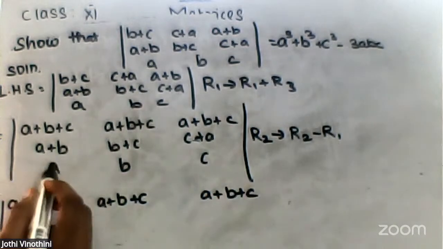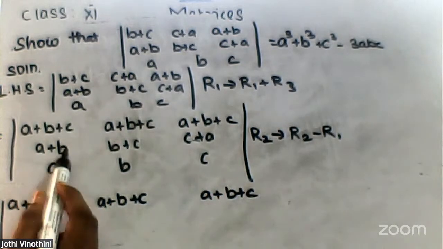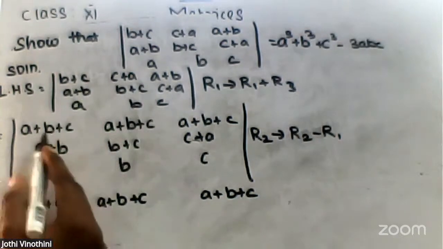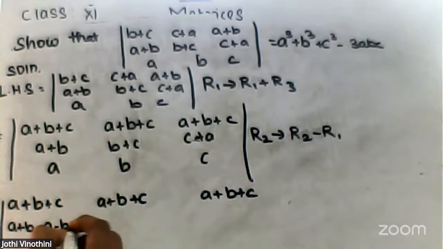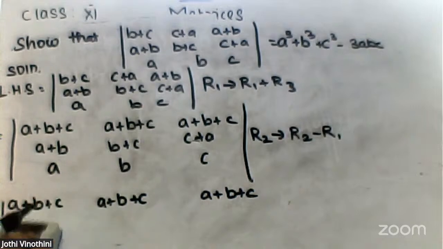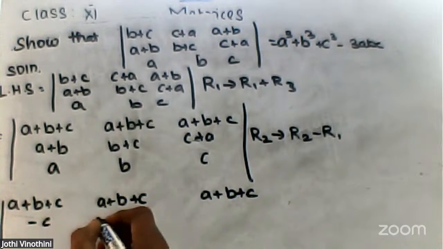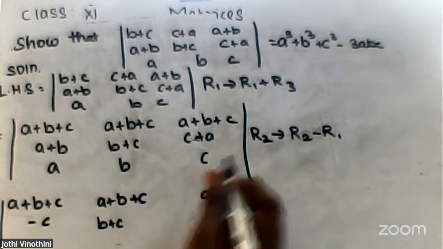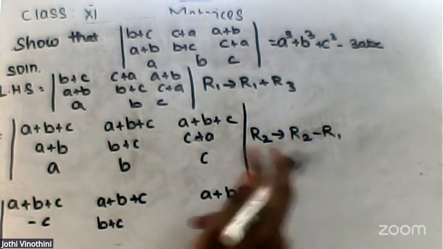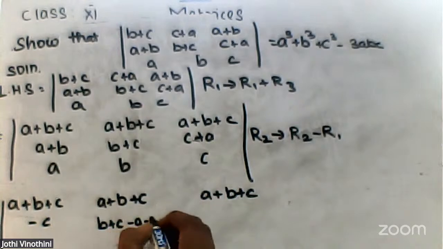So what is R2? We are going to replace R2 by R2 minus R1. So it will be a plus b minus of R1, so it will become minus a minus b and minus c. So plus a minus a will get cancelled, plus b minus b will get cancelled. What we will have is minus c. So I am going to write minus c here. Similarly, what we have in R2, b plus c. So what are we going to do? We are going to replace R2 with R2 minus R1. What is in my R1? It is a plus b.